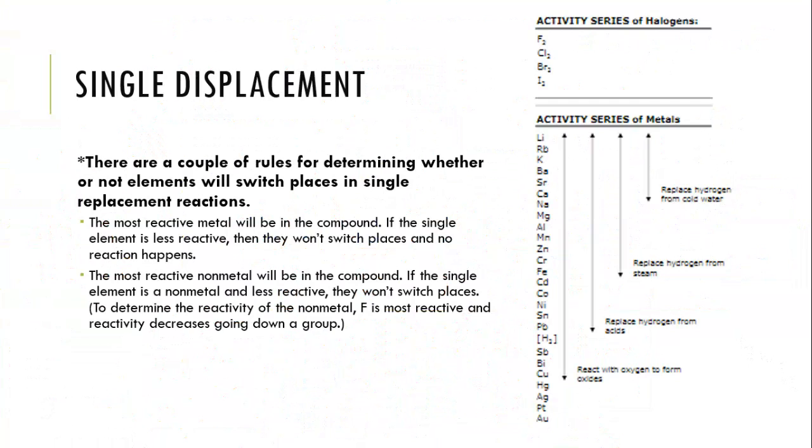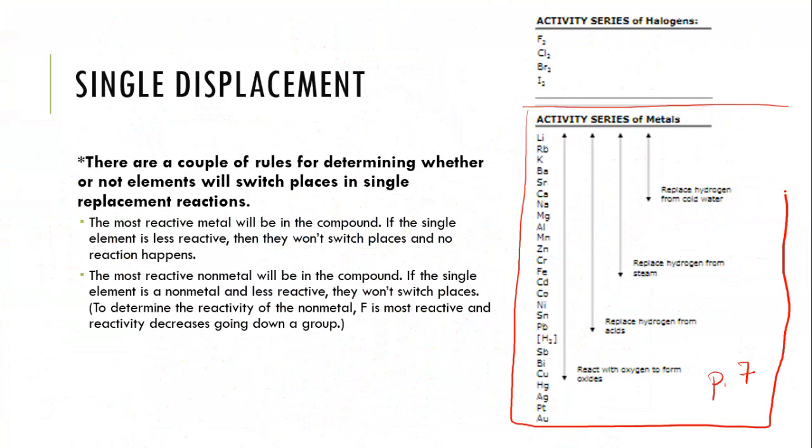Okay, so first of all, it says right here, the most reactive metal will be in the compound. So if the element that is single is less reactive, they won't switch places. So how do we determine which one's more reactive? This is also on your reference table. It's on page 7, right beside page 6 with all of that good info that you had about the reactions. Here at the bottom is a table of the reactivity of the metals. So the higher up it goes, the more reactive it is, or more active you could call it. And then down here at the bottom is less active.